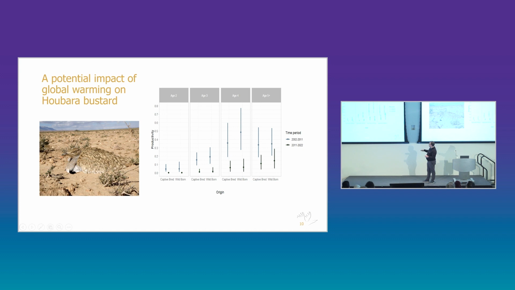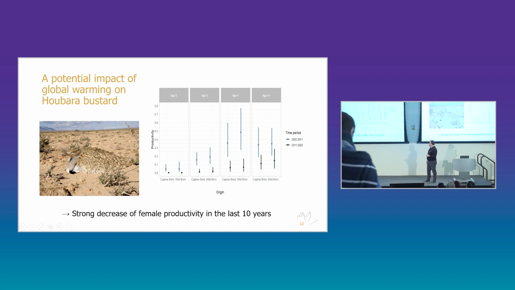On the graph you have the average female productivity, depending on the origin of birds, either captive bred or wild bred, and the age, from 2, 3, 4, and 5 years old. In blue is the average productivity of females between 2002 and 2011, and in green, or dark here, you have the average productivity of females for the last 10 years. You can see there has been a very significant decrease of productivity over the last 10 years. That could also seriously affect the sustainability of the species in the wild.